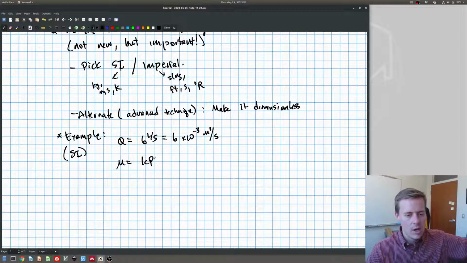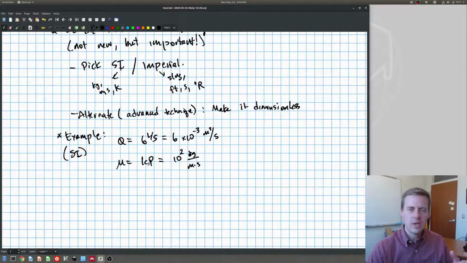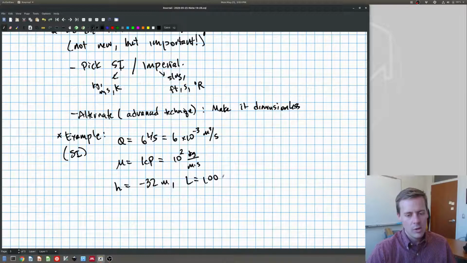All right. So the viscosity is 1 centipoise, which should be equal to 10 to the minus 2 kilograms per meter second. Again, centipoise is something, if you've taken fluids, you know what it is. It's a unit of viscosity. If you haven't, you can just take my word for it. The height, the head, we're told, was minus 32 meters. That's already in the right units. The length is 100 meters. That's already in the right units. G is 9.8 meters per second squared. And rho, we said, was about 1,000 kilograms per meter cubed.